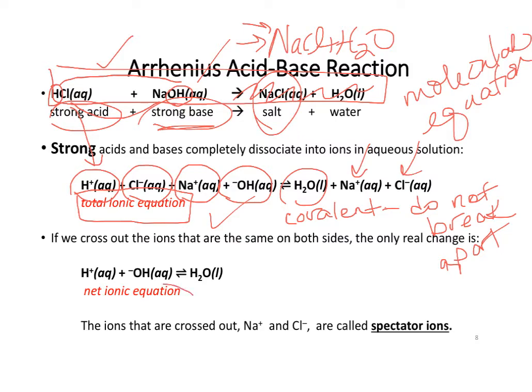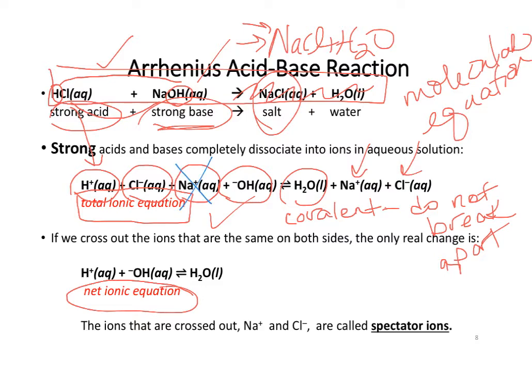Then we have something called the net ionic equation. And what that is, you look at your total ionic equation and you cross out the ions that are the same on both sides of the equation.